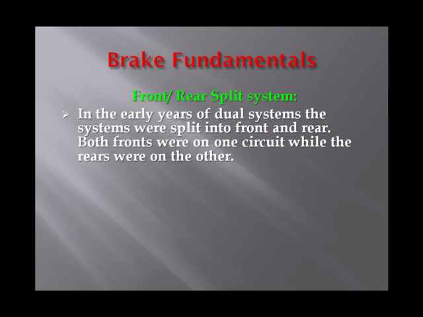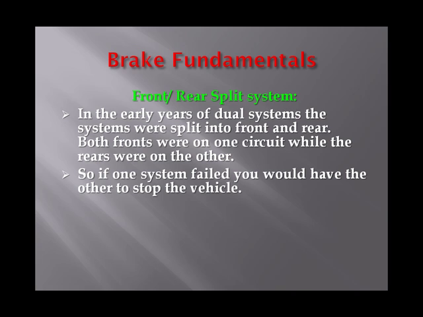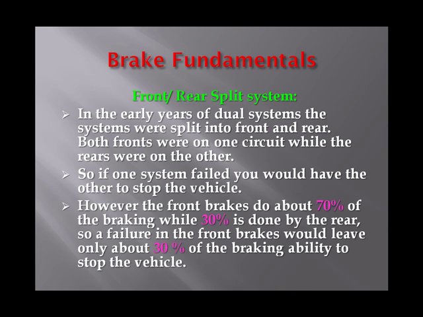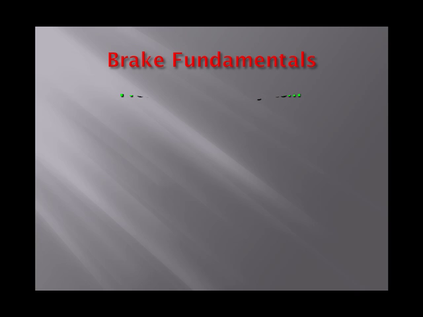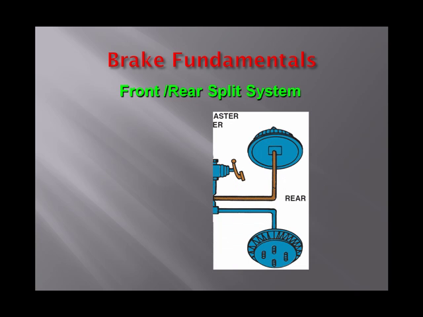In early years of the dual system, the systems were split front and rear. Both fronts were on one circuit while the rears were on the other. So if one system failed, you would have the other to stop the vehicle. However, front brakes do about 70% of the braking, while 30% is done by the rear. So a failure of the front brakes would leave only about 30% of the braking ability to stop the vehicle. Front-rear split systems.